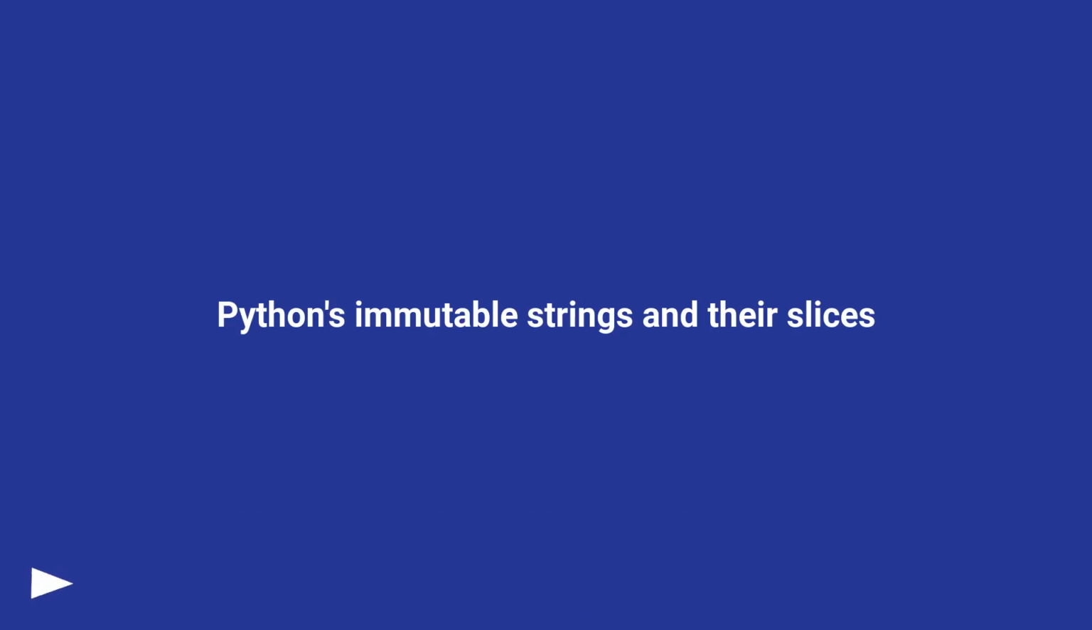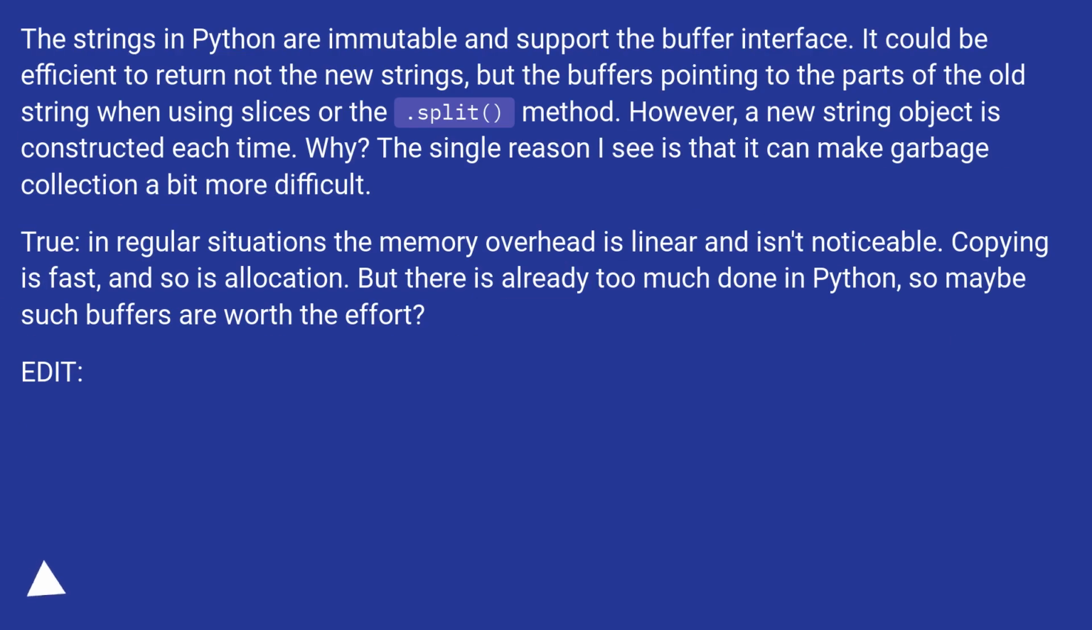Python's immutable strings and their slices. The strings in Python are immutable and support the buffer interface. It could be efficient to return not the new strings, but the buffers pointing to the parts of the old string when using slices or the .split method. However, a new string object is constructed each time.